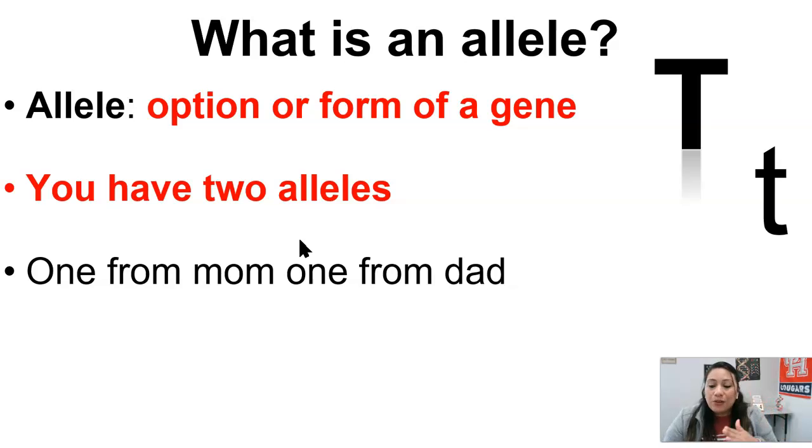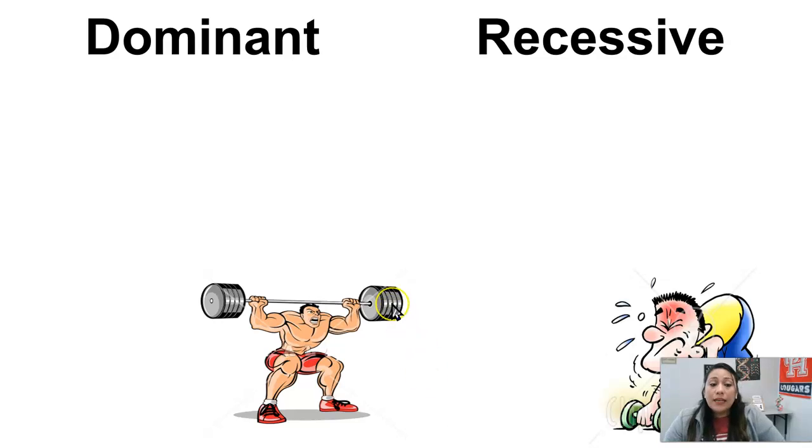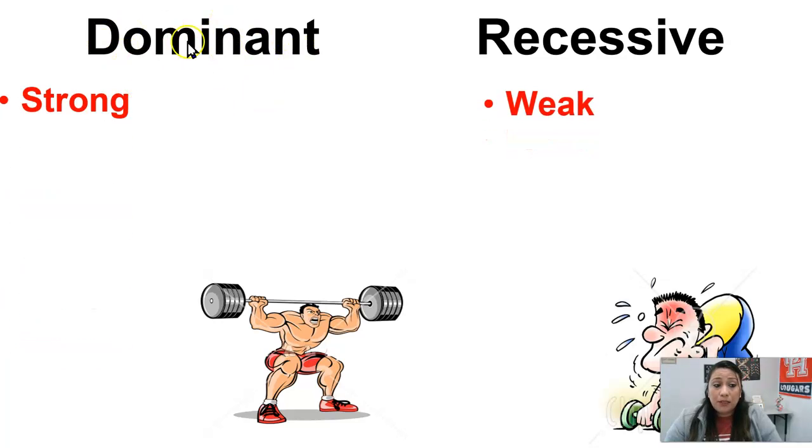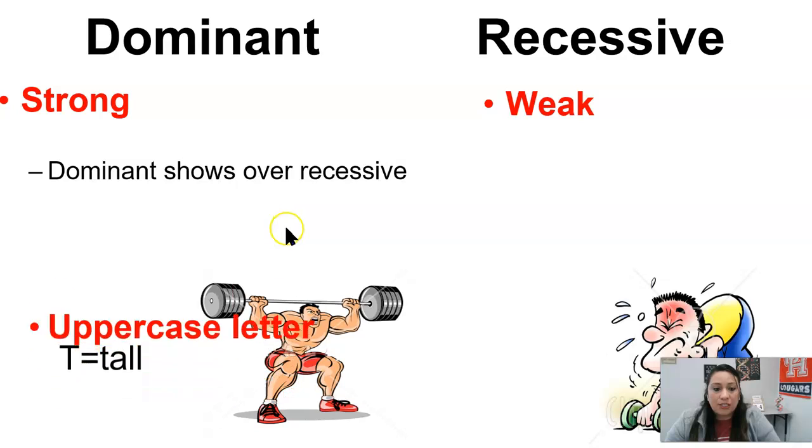Now, instead of writing out the entire word, for example, brown or blue, we're just going to use letters to express these alleles. Now, these alleles can be either dominant or recessive. What that means is that some alleles, some options of those traits, are going to be stronger than others. So a dominant allele is strong while recessive is weak. So when you put a dominant next to a recessive, the dominant letter or allele will always win. It's always going to show over a recessive allele.